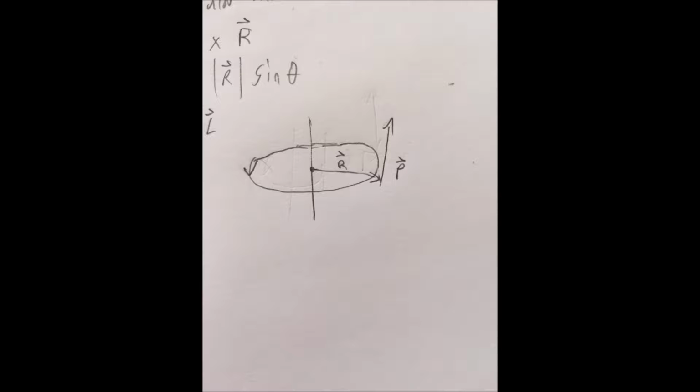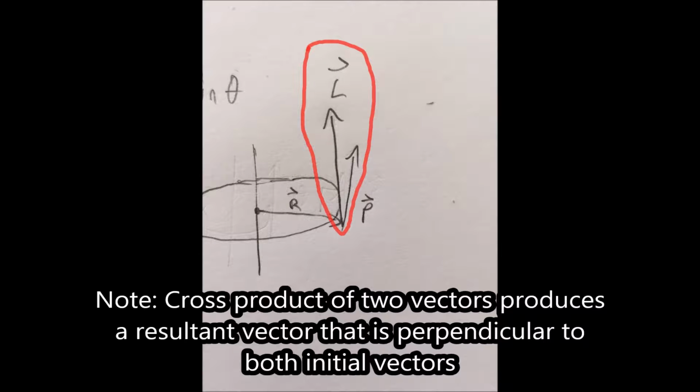Well, if you pick a certain point on the gyroscope, you can find its linear momentum and its radius vector. Now you can find a vector that is perpendicular to both the radius and the linear momentum. This is the angular momentum.